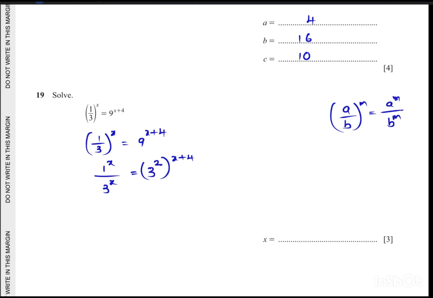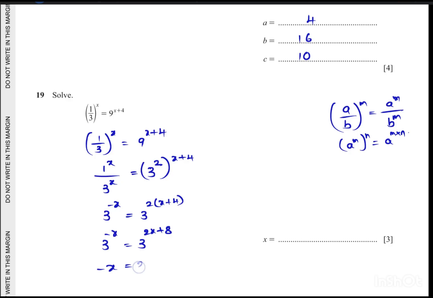Then bring the 3 into numerator, it becomes negative x. 1 no need to mention because 1 raised to anything is always 1. So 3 raised to 2 whole raised to x plus 4 will be 3 raised to 2 into x plus 4. A raised to m whole raised to n will be a raised to m multiplied by n. Then 3 raised to minus x is equal to 3 raised to 2x plus 8. Now you have powers and bases. Powers are simplified and base is same.